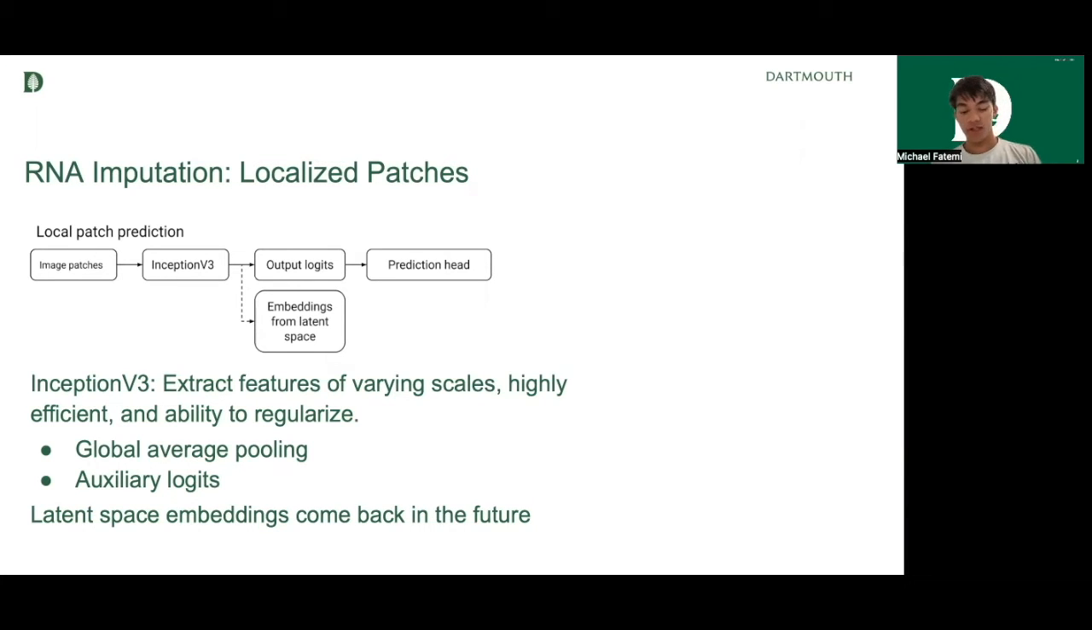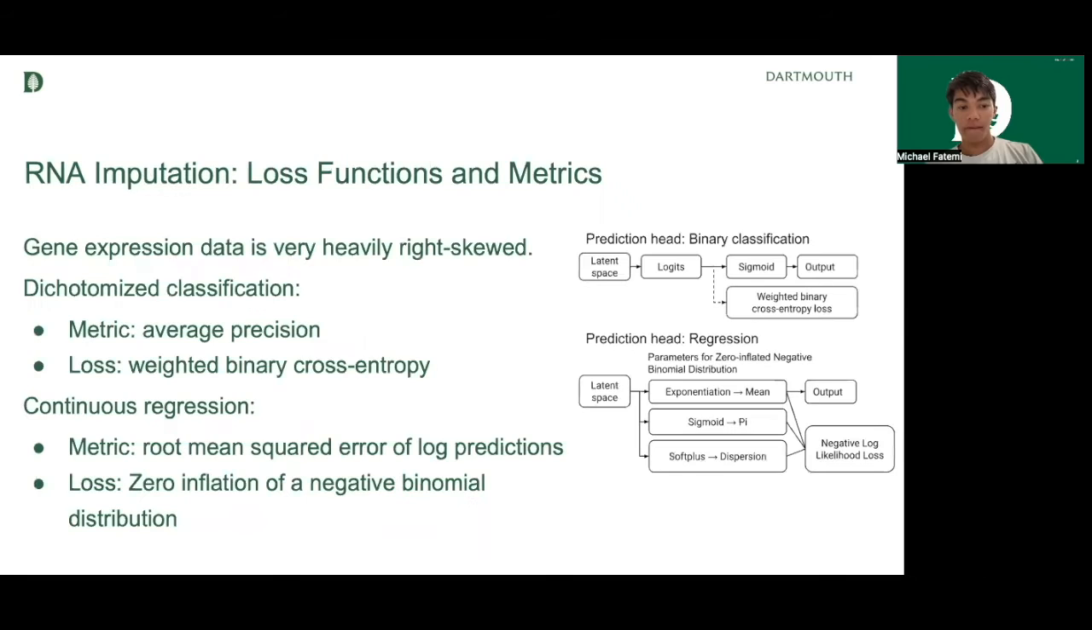So for image classification, we only take into account local context. And the way this is done is by taking a cropped image centered on the location we want to predict the gene expression for, and then passing it through an Inception v3 model. We chose an Inception v3 model because it has global average pooling, which reduces overfitting, as well as auxiliary logits, which enable it to fine-tune more efficiently on scarce data. These latent space embeddings will come back in the future. These output logits are general purpose and can be fine-tuned to either binary or regression models.